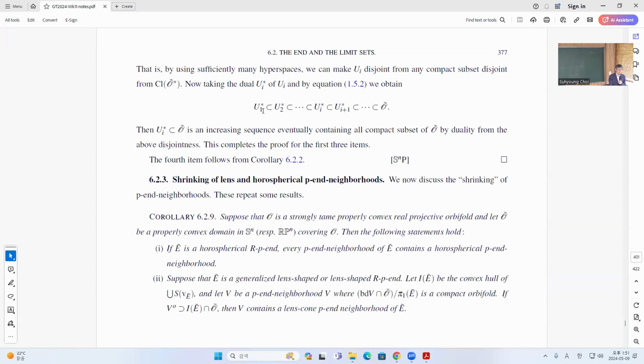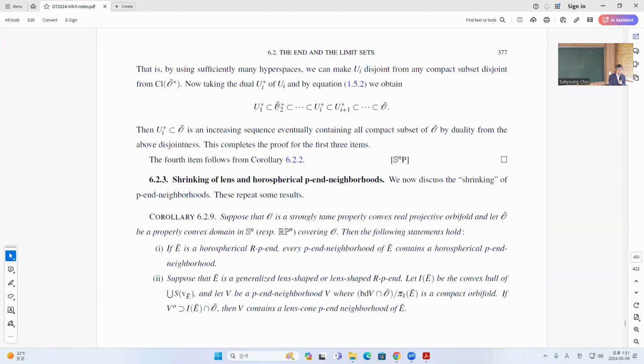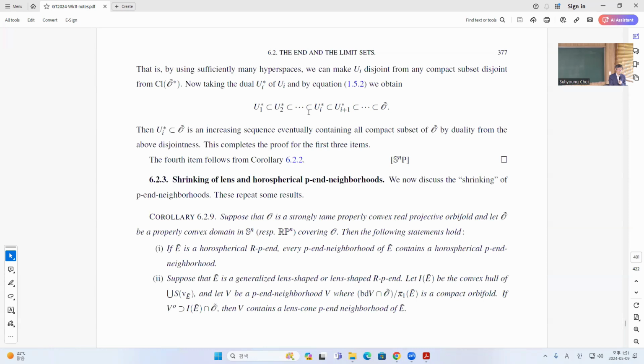So now we have these things. These are actually containing one. If you dualize, then you have these things increasing and then containing O tilde. Because these approximate it like this, you can also see that this will approximate in the Hausdorff sense using some previous work in 1.5.2, and then these will be containing any compact subset of O tilde. Okay. So again, this follows from duality. As long as this happens, then you can see that the Hausdorff distance goes to 0 here. Okay.